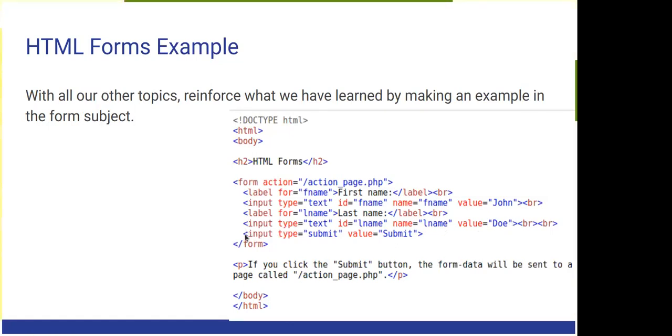Followed by this, we should have the input type submit. Type submit is the mandatory one. Only then can you use the submit button. Otherwise, you will get only the two text boxes. So type equal to submit and value equal to submit. The value you can change to whatever you want, such as save or go on. So like that we can change the value. Here we have closed the form.